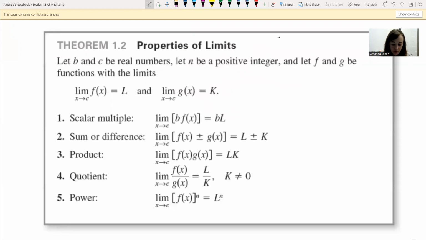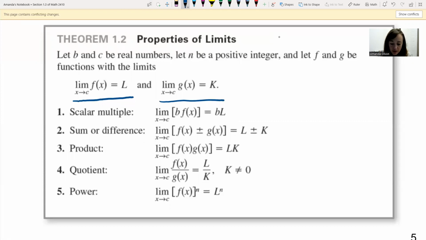For example, we have scalar multiple. Let's say the limit as x approaches c of f of x is defined to be capital L, and the limit as x approaches c of g of x is equal to capital K. Assuming those two limits, then we have a theorem that says the limit of a scalar multiple times a function as x approaches c is equal to that scalar multiple times the limit of the given function. In other words, you can factor out a scalar from a limit.